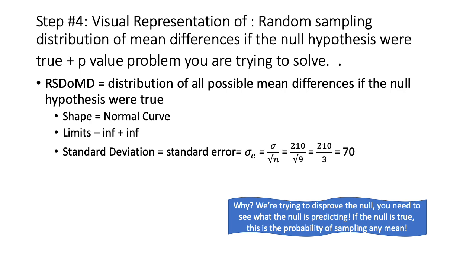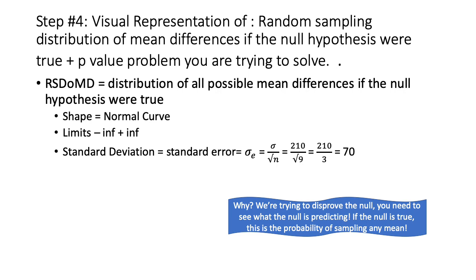Now, this random sampling distribution of mean differences has a normal shape. We talked about this before. The limits are negative infinity to positive infinity. The standard deviation has a special name. It's called standard error. In this case, the symbol for standard error in a one-sample z-test is sigma e, and that equals our known population standard deviation, sigma, divided by the square root of n. This equals 210 divided by the square root of 9. That equals 210 divided by 3. That equals 70.